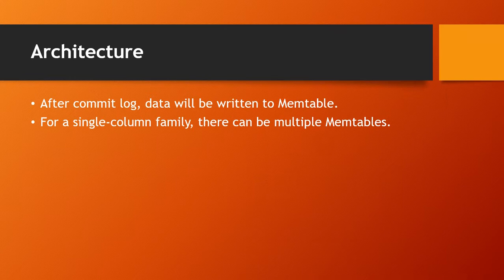After the commit log, the data is written into something called a memtable. There can only be one memtable for a single column family, as we've seen. It is what has been defined as a memory resident data structure. Data is written into the memtable, and we will see what happens after the memtable is full.